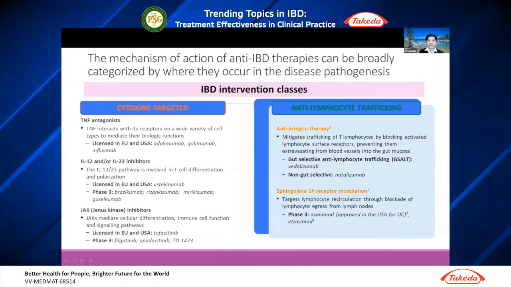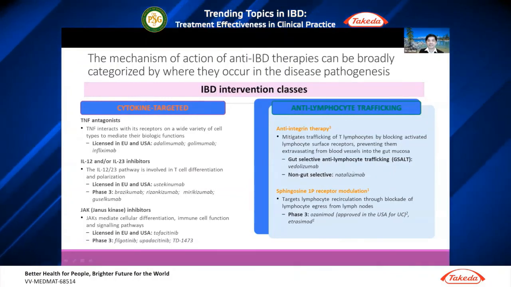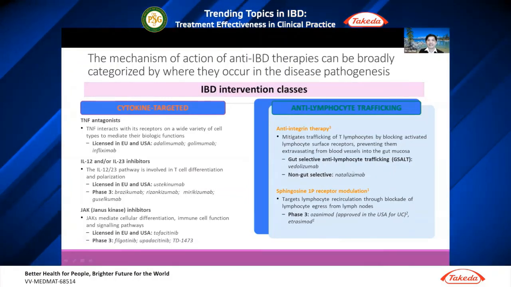For anti-integrin, this is where we have vedolizumab. They are gut-selective anti-lymphocyte trafficking agents, and they mitigate the trafficking of T lymphocytes by blocking the activated lymphocyte surface receptors. And this is a new one, the sphingosine 1-phosphate receptor modulation, and it is already approved in the US for ulcerative colitis.